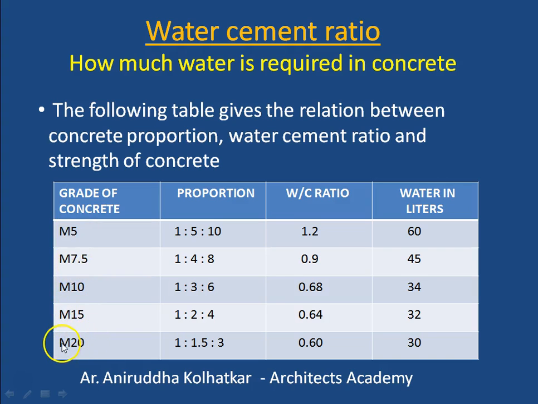We have already seen this for M20 concrete in the example, that to maintain a water cement ratio of 0.6, which is required for M20 concrete, if we multiply 0.6 by 50 kg, which is the weight of a bag of cement, we will get the water in liters as 30 liters. So this is the method of actually finding out how much water is going to be required for different grades of concrete or different strengths of concrete.